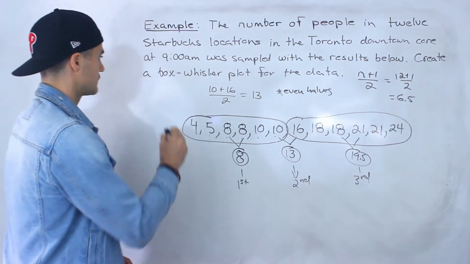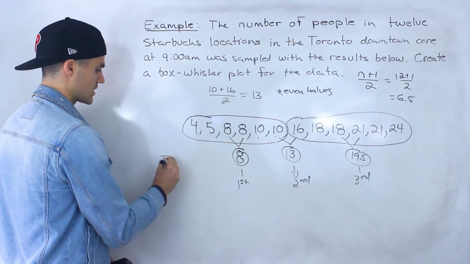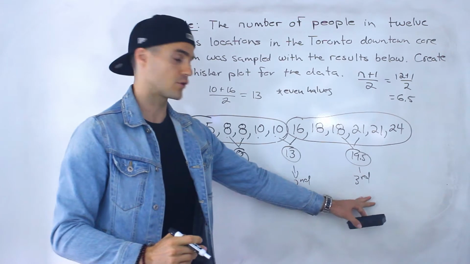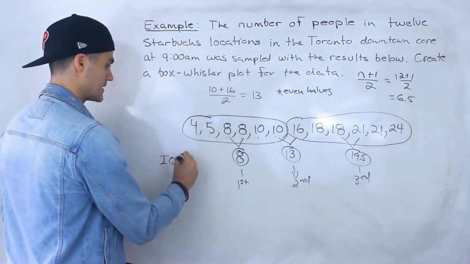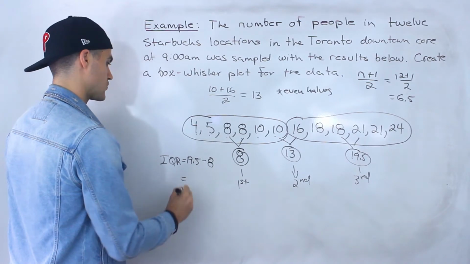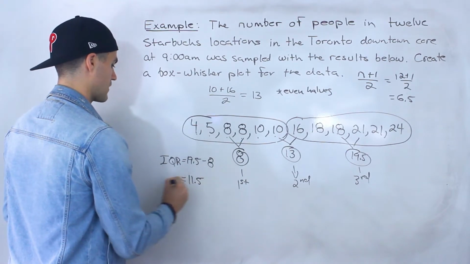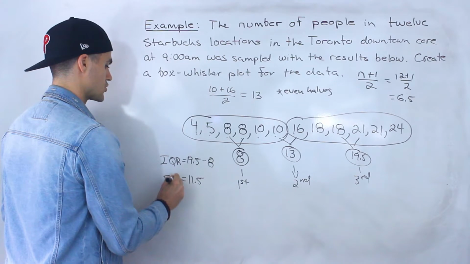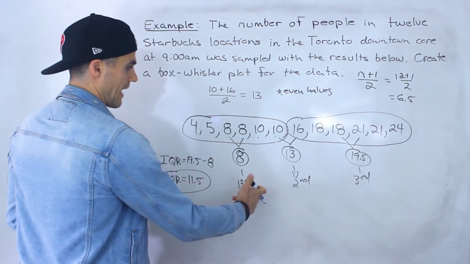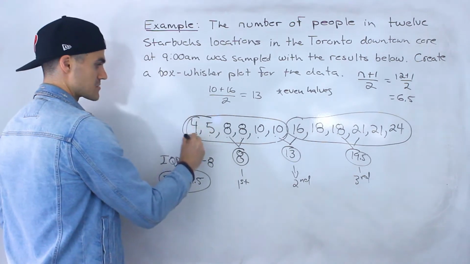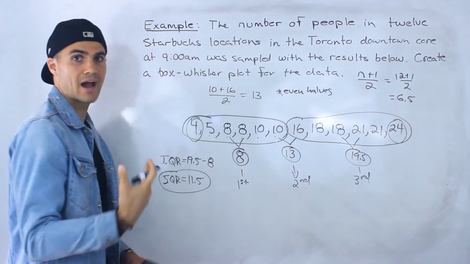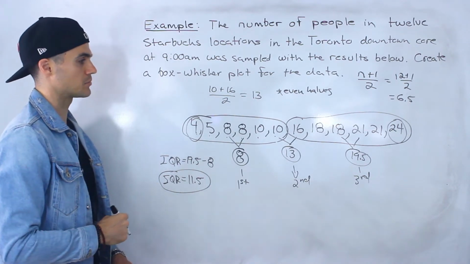And if we wanted to find the interquartile range, then it would be what? The third quartile minus the first. So it would be 19.5 minus the 8, which would give us 11.5. So that's the interquartile range of this data. So we have the quartiles, we have the smallest number, which is 4, we have the largest number, which is 24, and now we can make the box whisker plot.